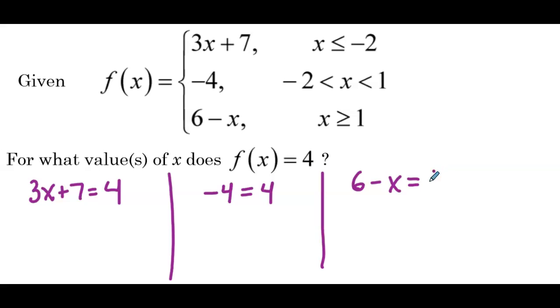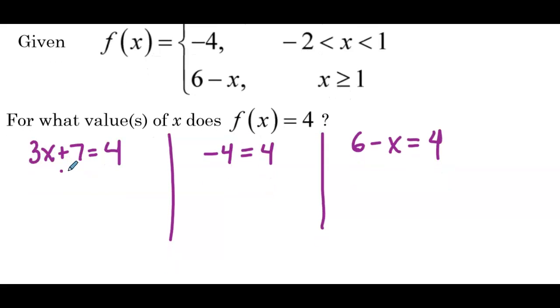And solving the equation we get f(x) = 4. We're setting each of the pieces equal to 4 to figure out what input would have to be plugged into that piece to get the output of 4. So on the left side, we start by subtracting 7. So 3x equals negative 3. Divide by 3, x equals negative 1.